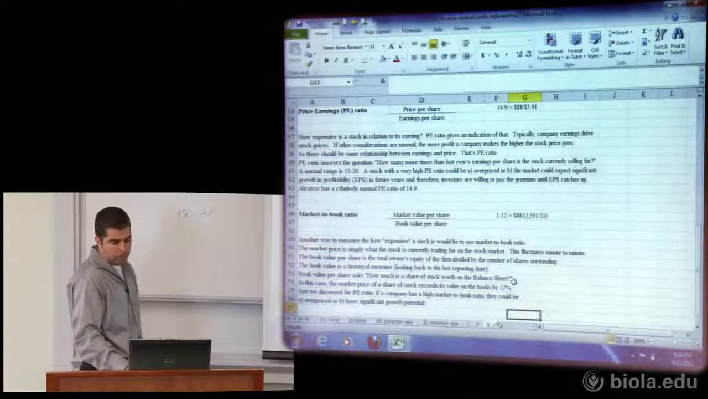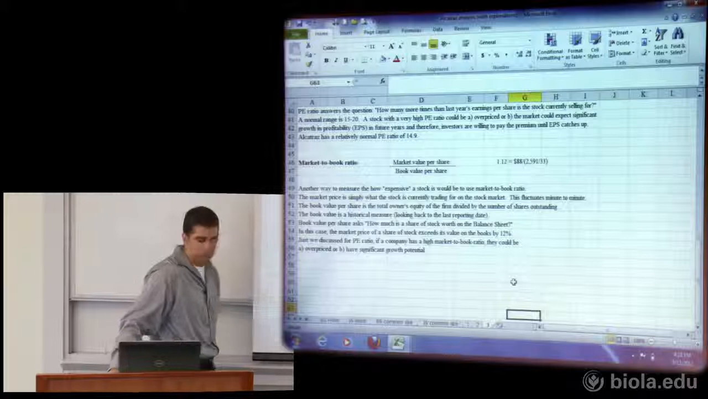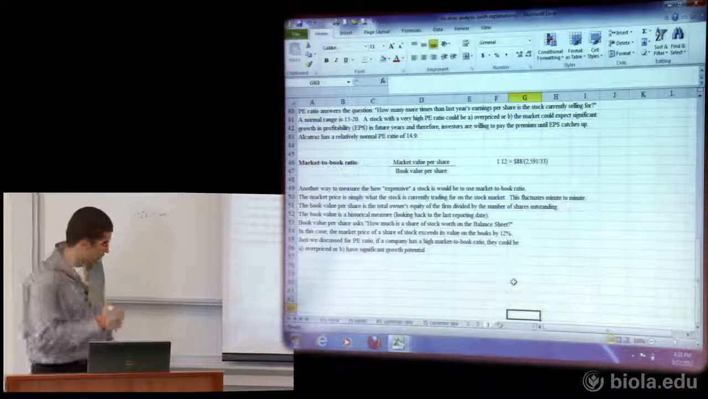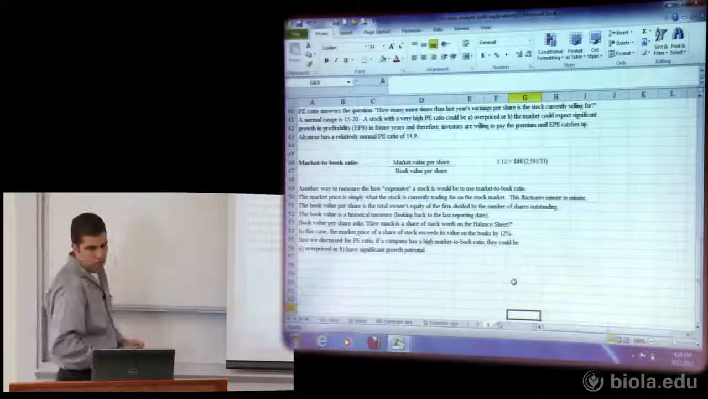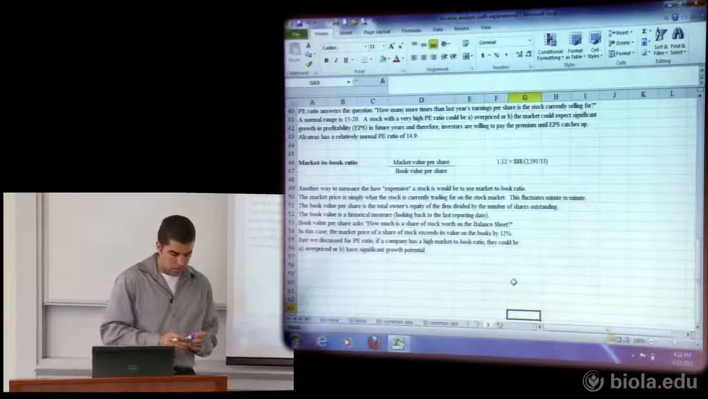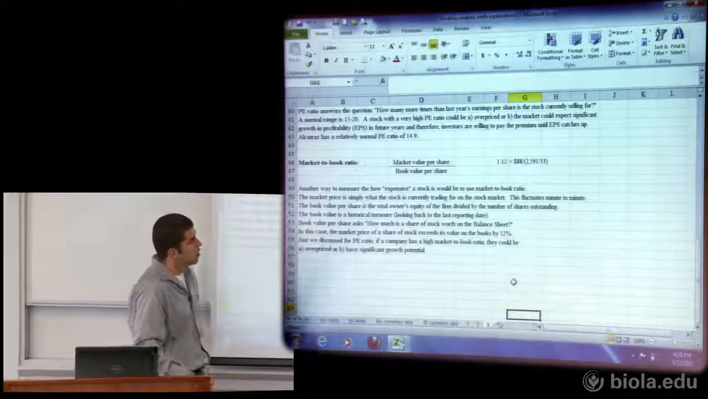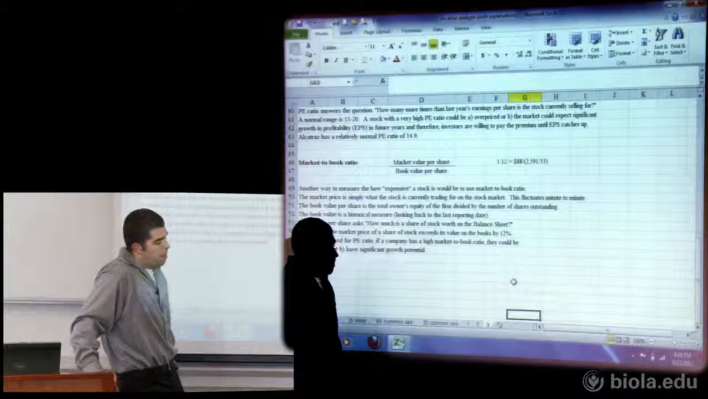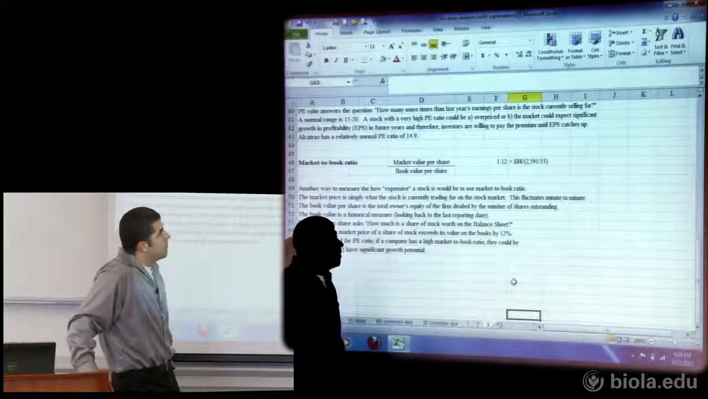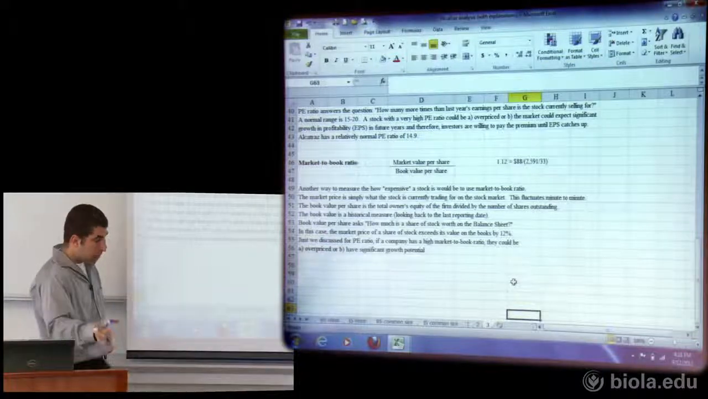Market to book ratio. So the market value was given at $88 per share. To calculate book value, we took the total equity divided by number of shares outstanding. So that was 2,591 million divided by 33 million. Okay. And so we got 1.12, which means that the market value exceeds the book value by 12%. Okay. So that either means it's overpriced or it has significant expectations.